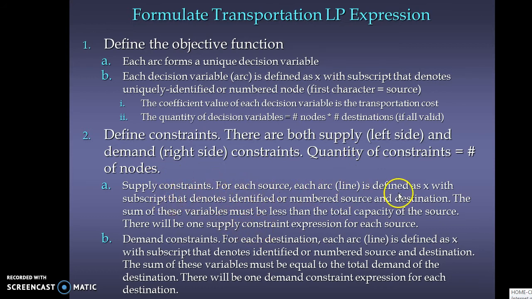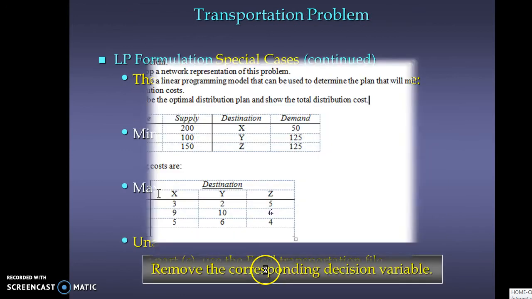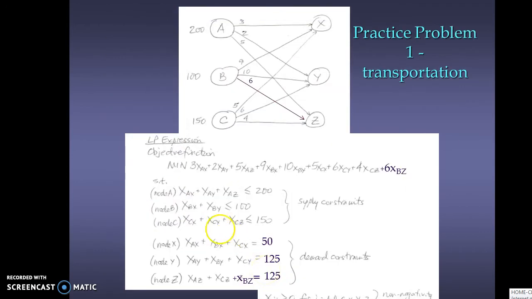Supply constraints. Each arc is defined as X with the subscript, and the sum of those variables must be less than the capacity. On the demand side, the sum of the variables must be less than the total demand. So what does this look like? So we have 3 nodes on the supply side, 3 nodes on the demand side. That means we have 6 constraints. If you notice what I've written here, 1, 2, 3, 4, 5, 6. So each of those constraints is associated with the node.